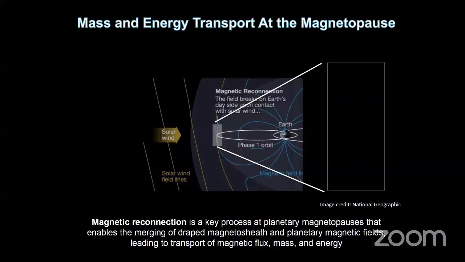The next slide is mass and energy transport at the magnetopause. What's on it? This has the solar wind and Earth and magnetic reconnection. Okay, got it. Sorry about that.